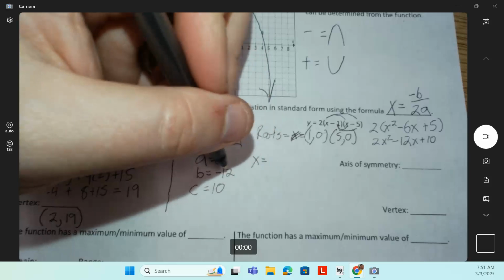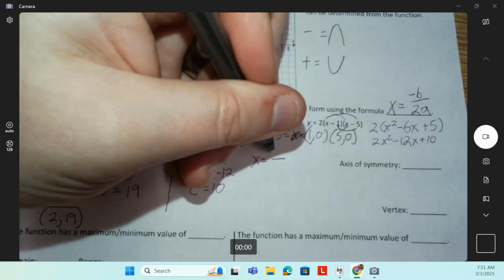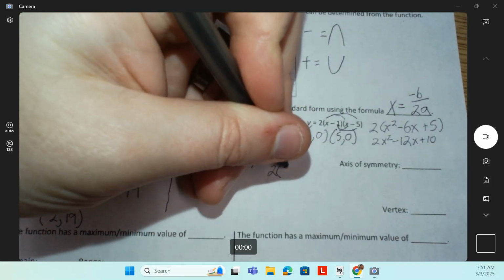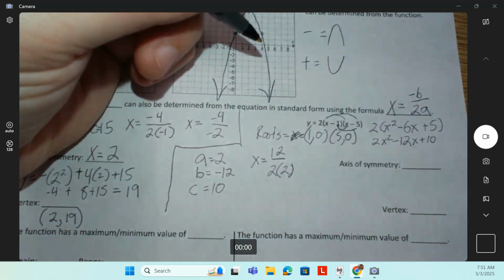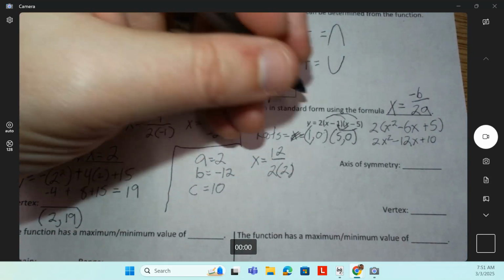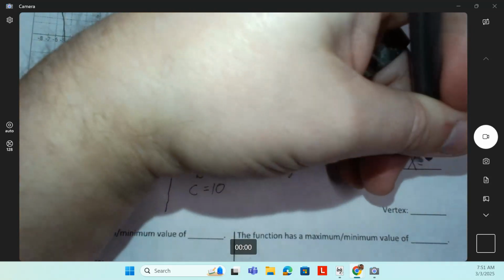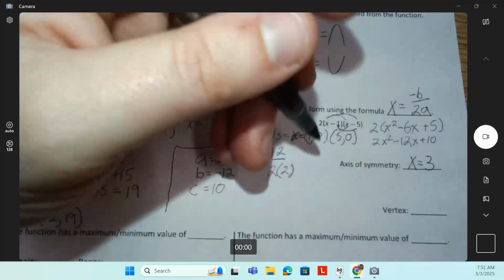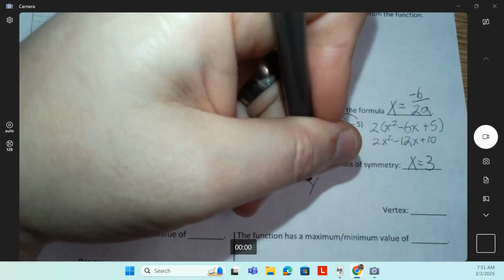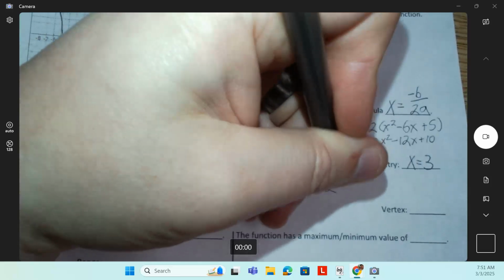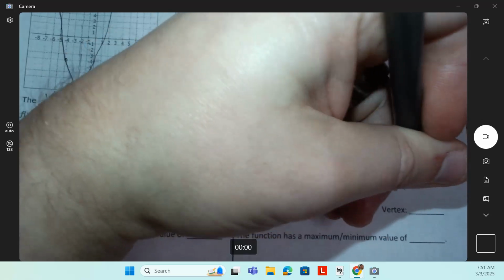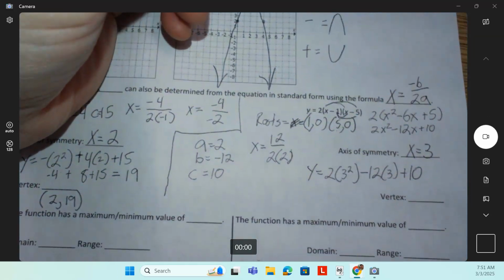X equals negative B, so change the sign, it's a positive 12, and then over 2 times 2, or over 4. When we calculate that out, x is going to equal 3. And we'll just plug in a 3 for x to get the vertex. So y equals 2 times 3 squared minus 12 times 3 plus 10.